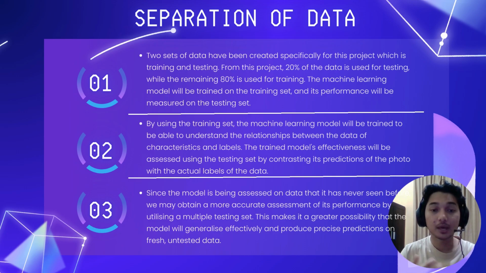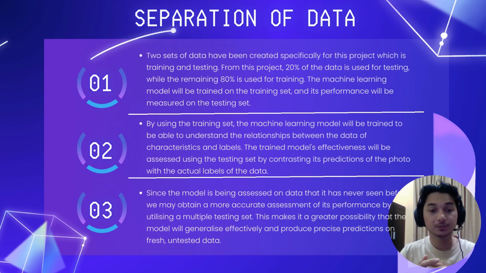The second step is that by using the training set, the machine learning model will be trained to understand the relationship between the characteristics of the data and the labels. The trained model's effectiveness will be assessed using the testing set by contrasting its predictions of the photos with the actual labels of the data.